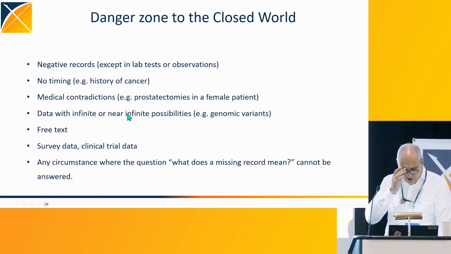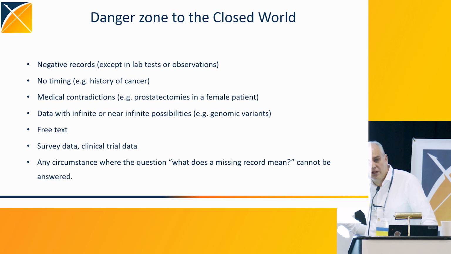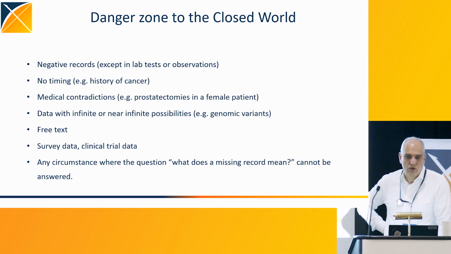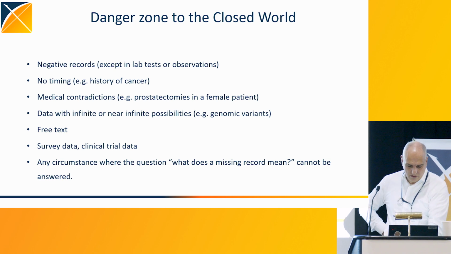Data with infinite or near infinite possibilities. Okay, so genomic data are not closed world. You don't have a list of all possible things that can happen, all variants that can happen. There are actually billions and trillions. And we don't have a list, okay? Open world. You cannot run an incidence report on genomic data the way you get them. We can convert them, so that it works. That's it. But not the way they come.